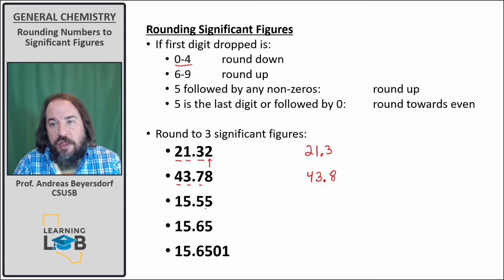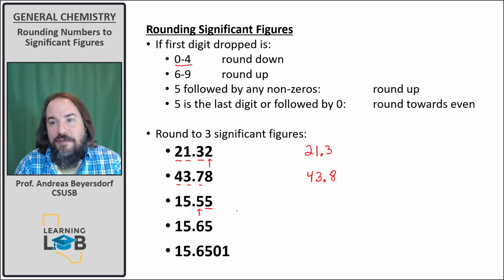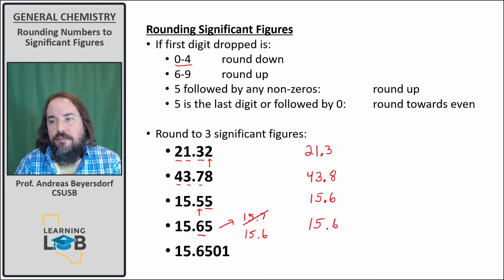15.55, we look at this 5 here and we see there's nothing after it, so we round this number so that it becomes even. So this becomes 15.6. Now in this case, 15.65, we're going to round this number so it becomes even. So we could either round this to 15.7 or 15.6. Well, we keep the one where it's even.